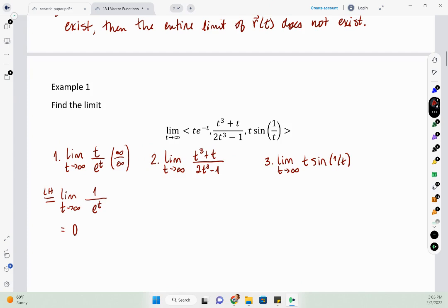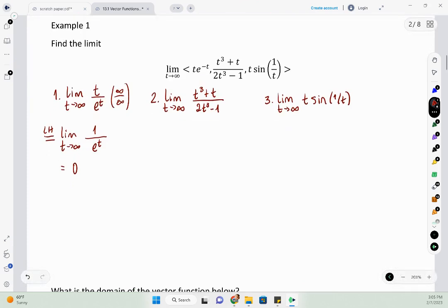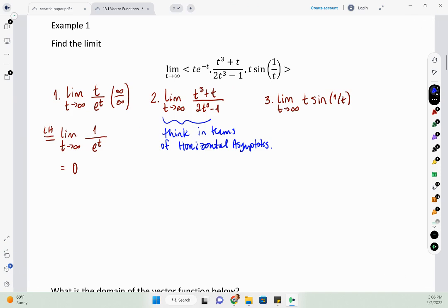So in 2, we're looking at the limit as t goes to infinity of t cubed plus t, all divided by 2t cubed minus 1. Notice that the degree of the top is 3 and the degree of the bottom is 3. So I can think of this in terms of horizontal asymptotes. The reason for doing that is because it'll speed up our process tremendously. We have some rules with the horizontal asymptotes.